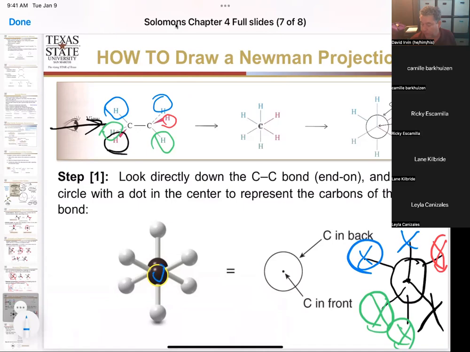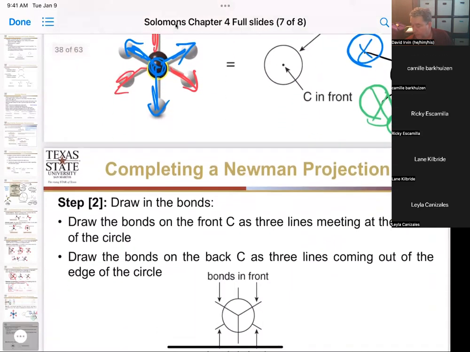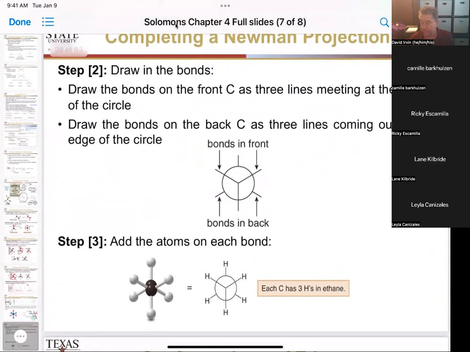So let's look at our front carbon here. Again, up and to the right, up and to the left, and down straight in the middle. Then for the back carbon: up and to the back, left and to the back, right and to the back. Does that make sense? Okay, so the easiest way to draw this is to do it in a system.